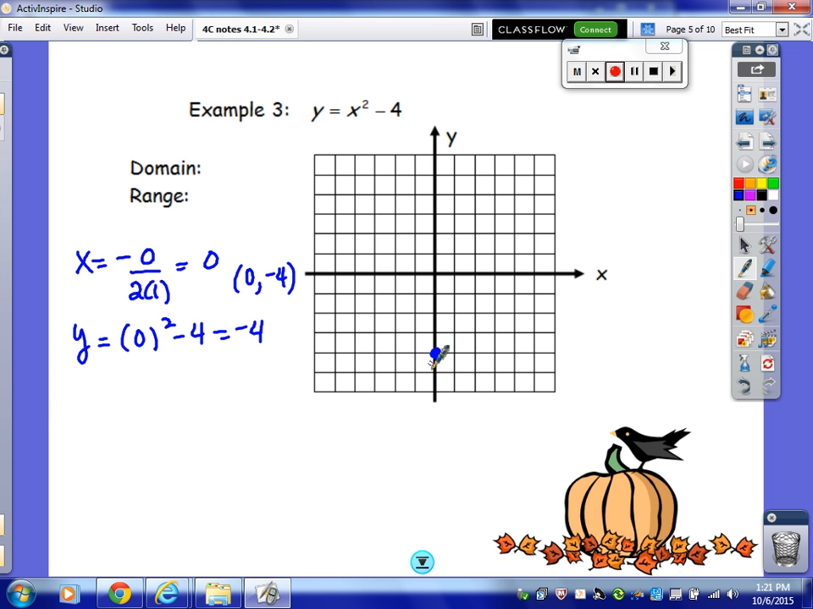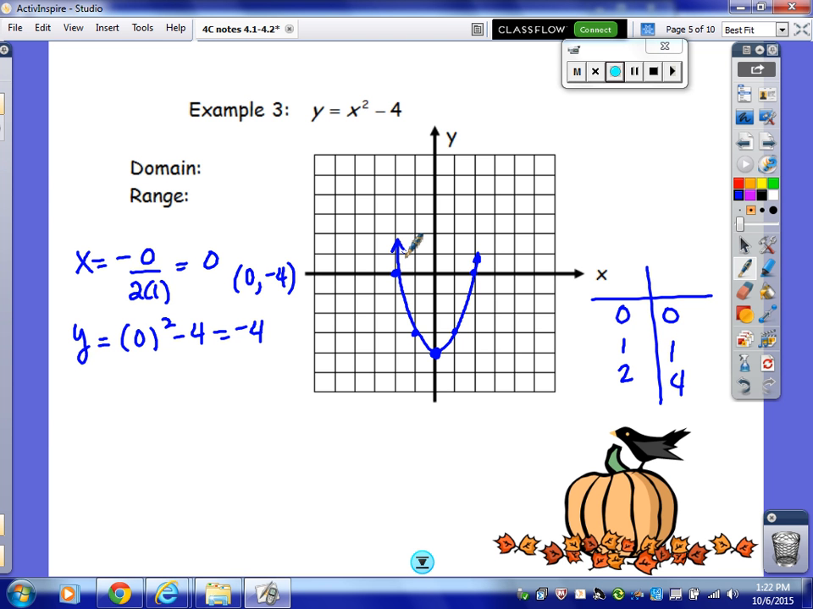Here again, since my vertex is at a whole point, 0, negative 4, I personally would use the parent points. 0, 1, 2, 0, 1, 4. Because I'm using parent points, I'm counting. So I go right 1, up 1, reflect it, right 2, up 4, and then reflect it. And there are my 5 points. And here again, I could fit more. I could do 3, 9. And if this was an inequality, you would need to do enough to get you off the graph.